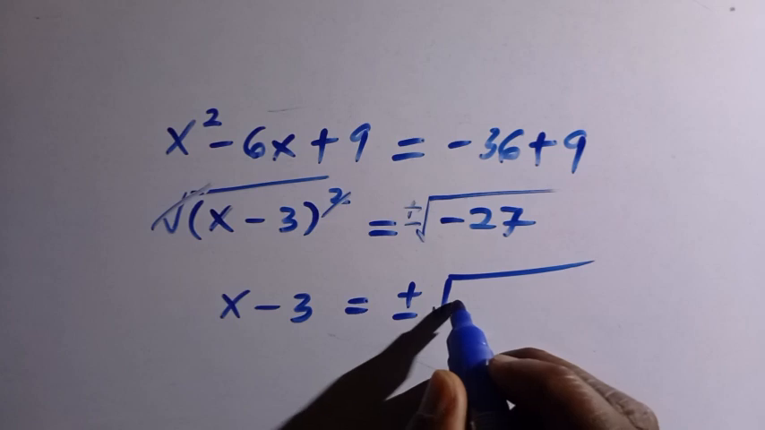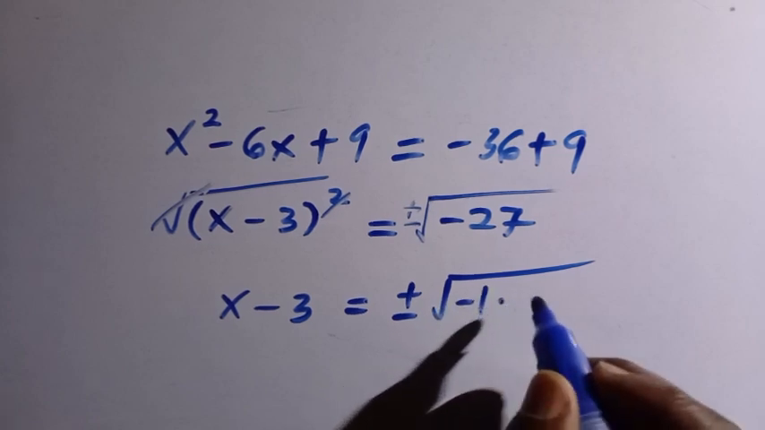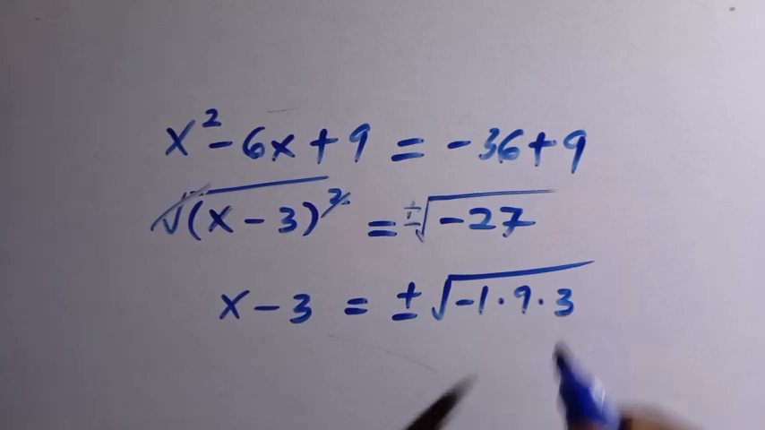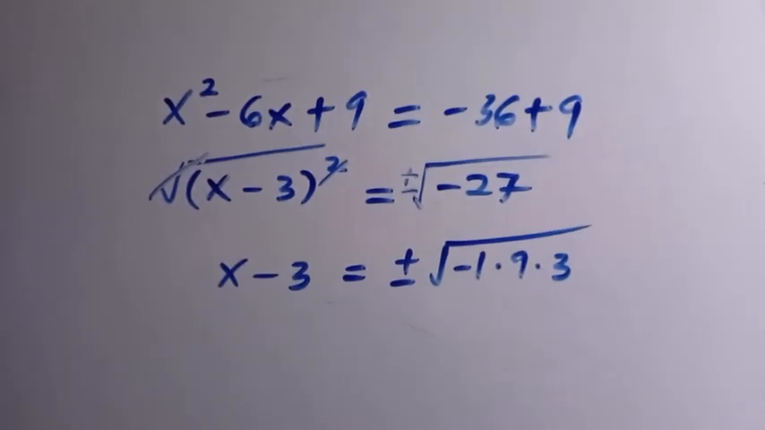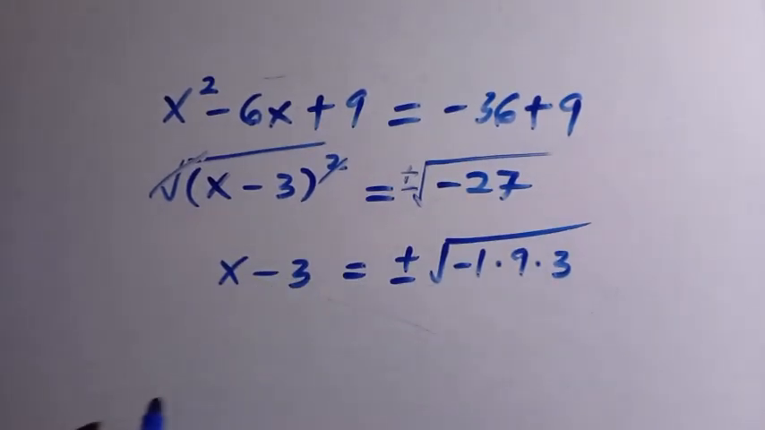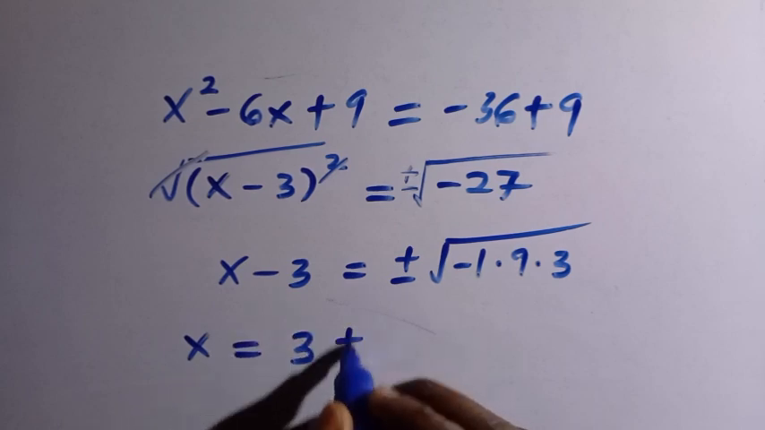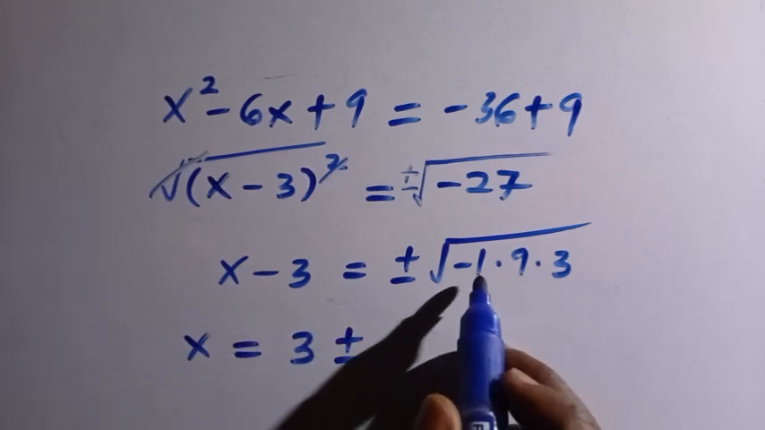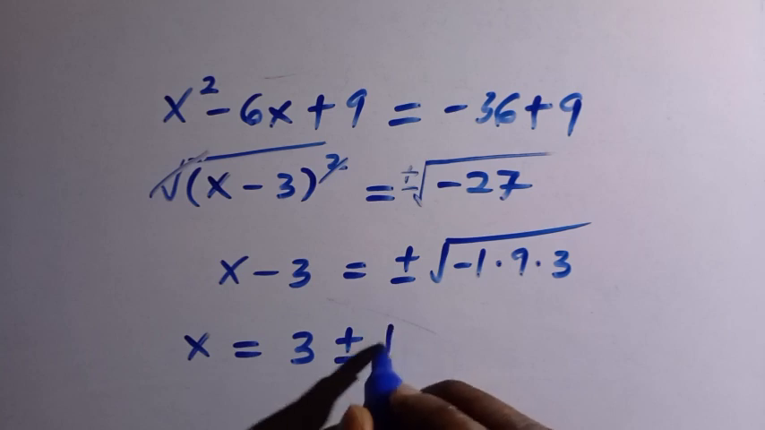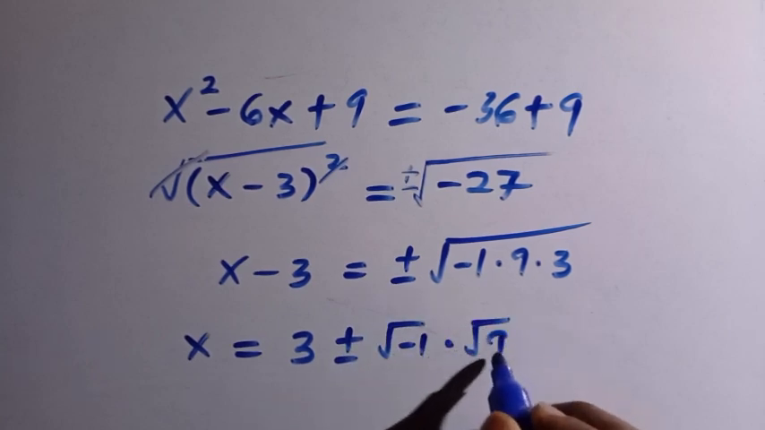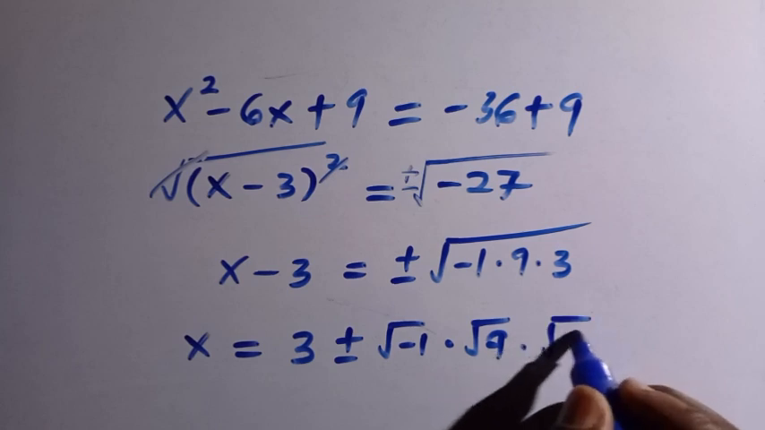minus 1 multiplied by, so 27 is 9 multiplied by 3. Then we have to transfer this 3 to the other side so that we have x equals 3 plus or minus. So we can separate this one as square root of minus 1 multiplied by square root of 9 multiplied by square root of 3.